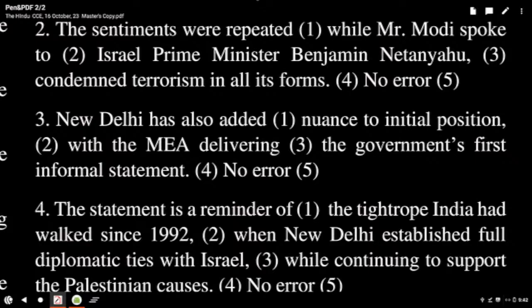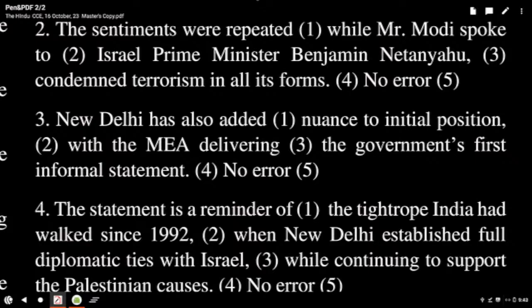New Delhi has also added nuance to initial position, with the MEA delivering the government's first informal statement. How many of you say there is an error in the first part? No error as such. And where is it? How many of you say second part? Raise your hands. There is an error in the second part. Nuance to the initial position. You have to use a definite article, the. New Delhi has also added nuance to the initial position.